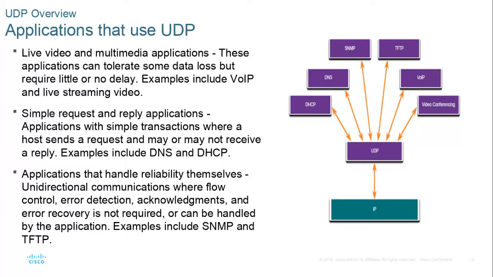So a simple request and reply application like, quick Mr. DNS server, what's the IP version 4 address for Cisco Networking Academy? Or quick Mr. DHCP server, I request an IP address. UDP is used for things like this.